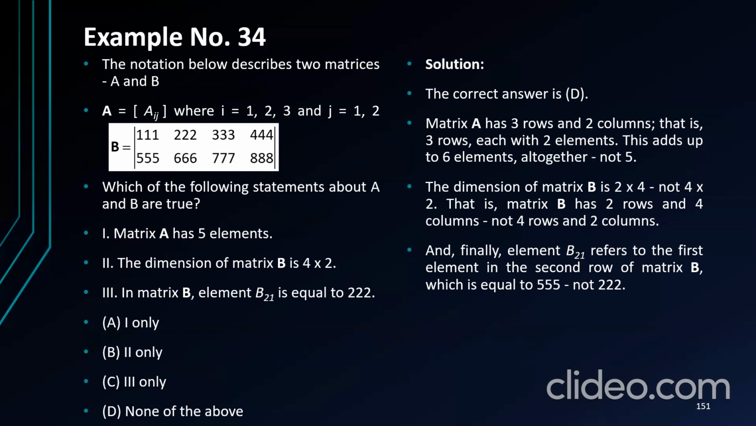Okay. So, letter C, number 3, is not correct. It says here, following statement about A and B. So, even if you make just one mistake here, the statement is already wrong. Okay? So, the answer is none of the above.